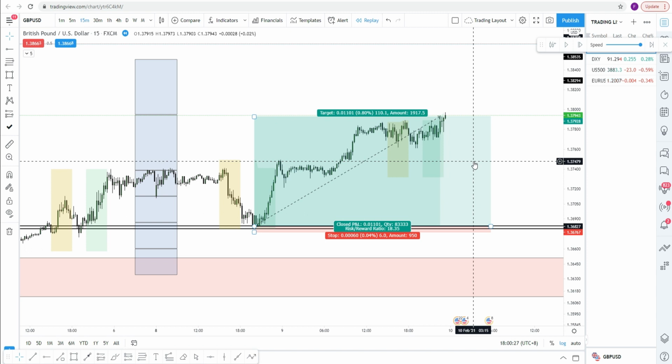You can use a range, segment that range, identify its premium level and discount level by dividing the range in half and identifying its equilibrium point. Everyone knows that, right?